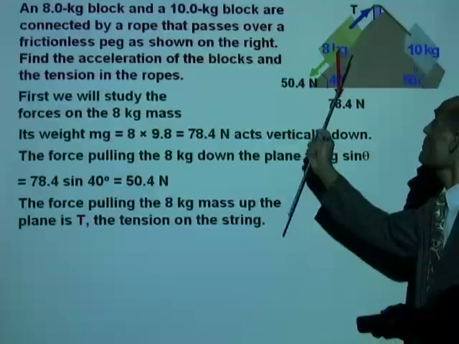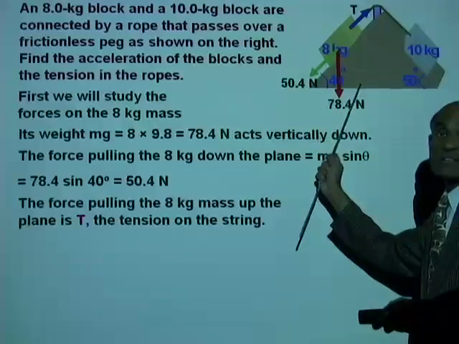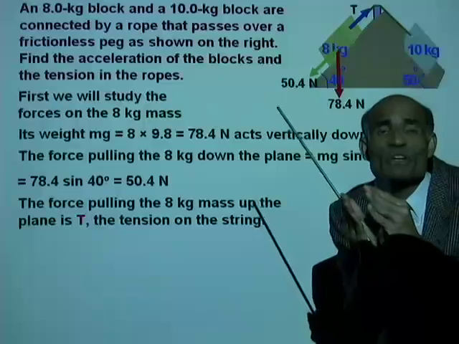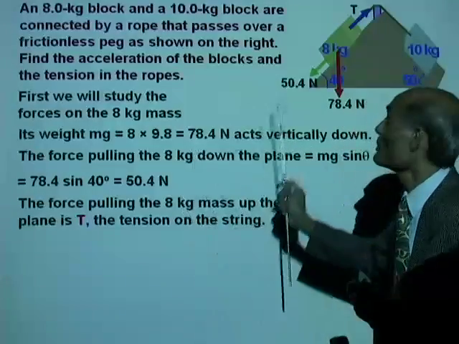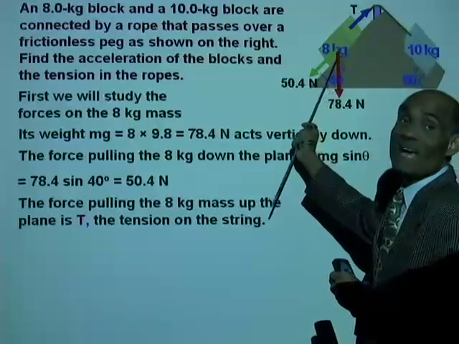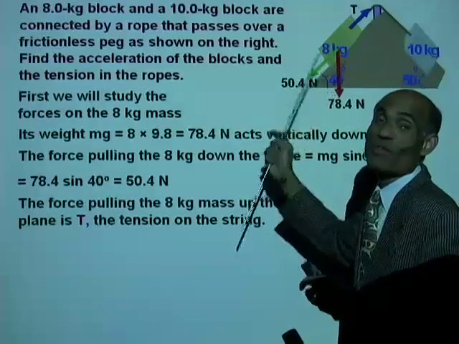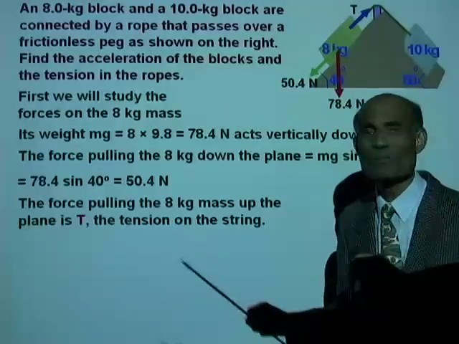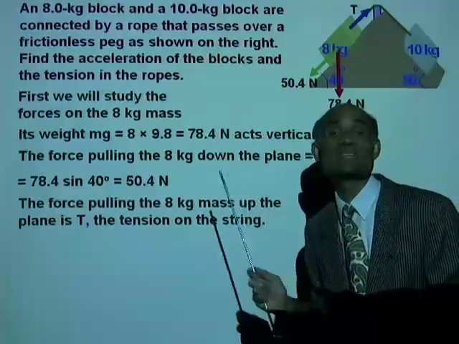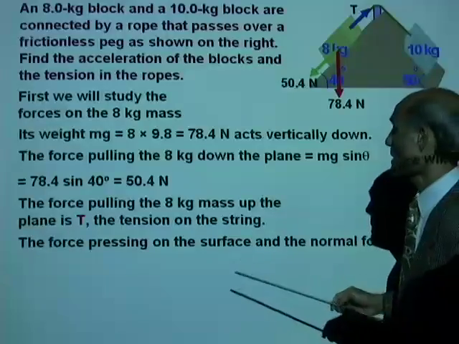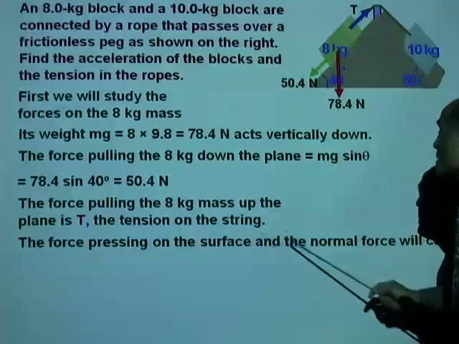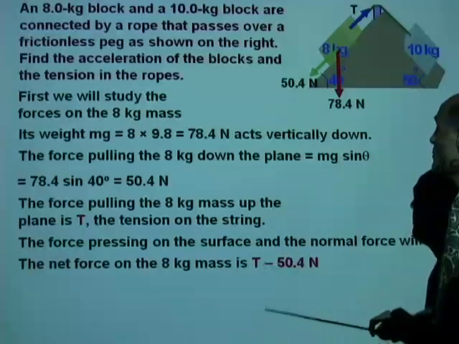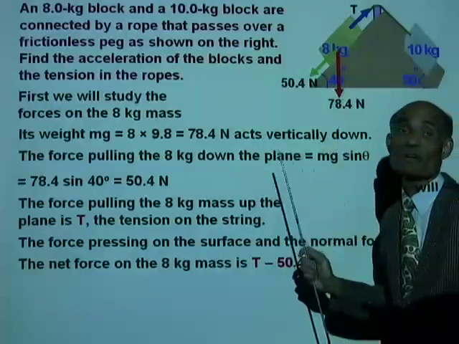Do we need to worry about the forces that are at right angles? We don't need to worry about the force that is pressing the block onto the inclined plane, because that force will cancel with the normal force. They will be equal and opposite. So really we don't need to waste time on those two forces in such a problem. Alright, the force pressing on the surface and the normal force will cancel each other. Therefore, we will not worry about it.